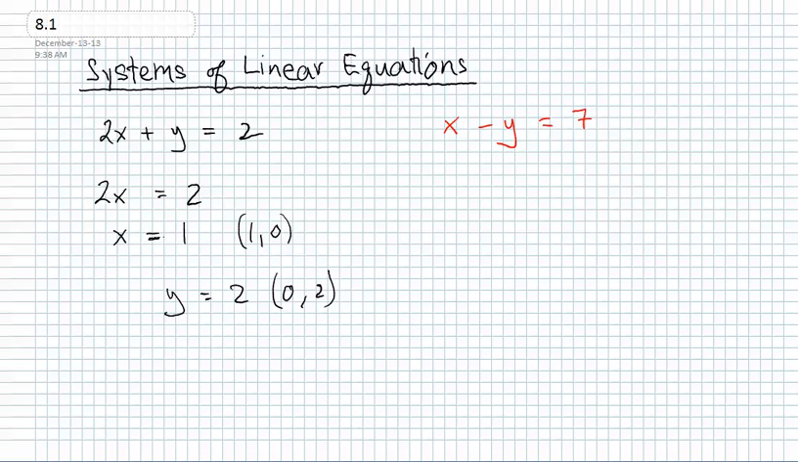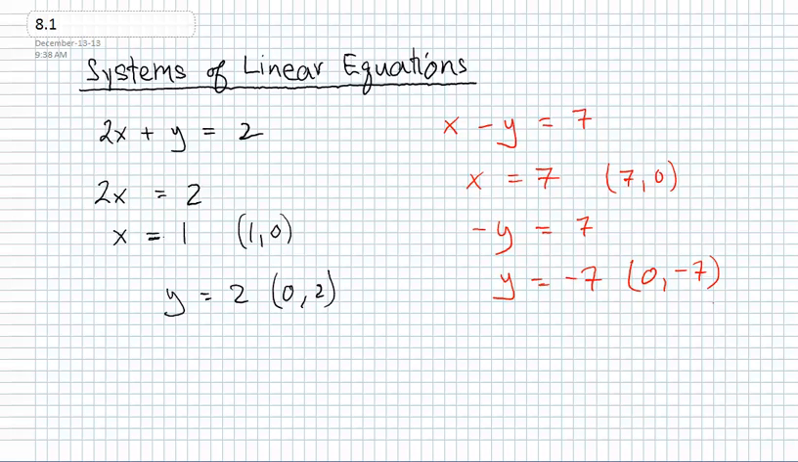Okay, so in the same order then, we'll do the x-intercept first, where y equals 0. Look at that. Whoops, it equals 7. And so that means that my x-intercept is (7, 0). And then if you do the same thing for x, you get negative y equals 7, or y equals negative 7. So that's (0, negative 7), the y-intercept for that line.